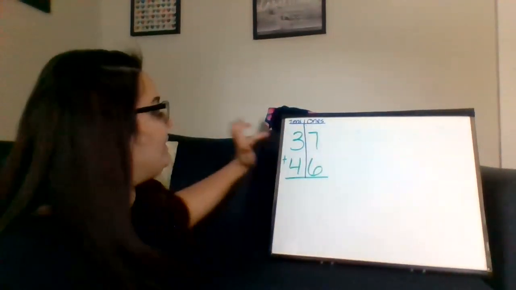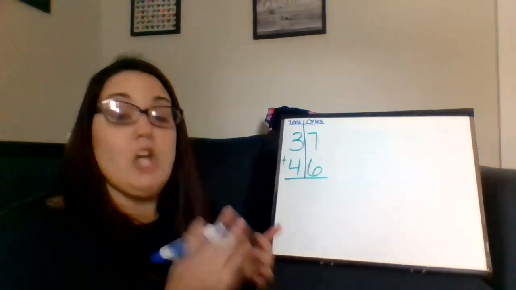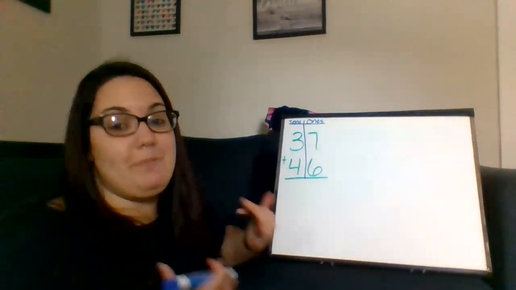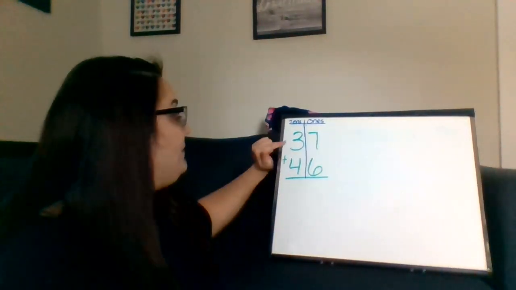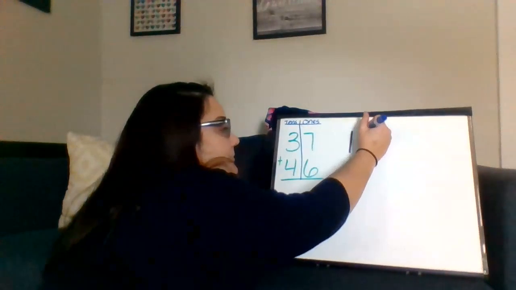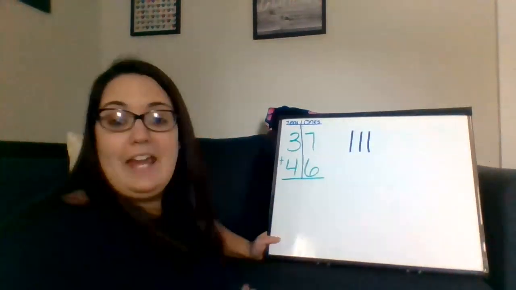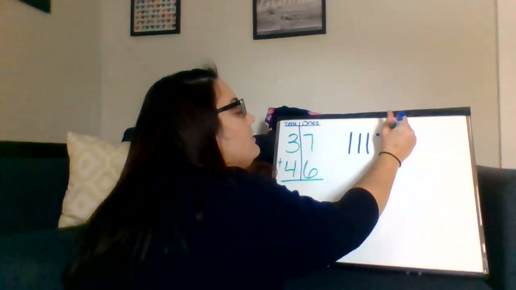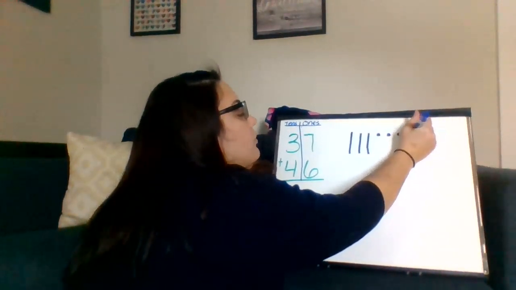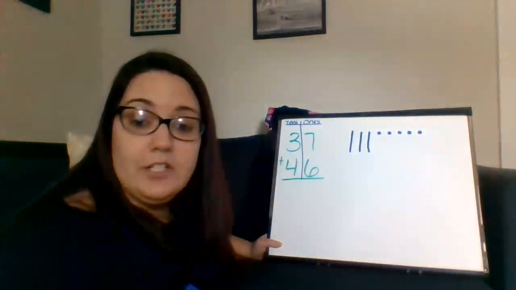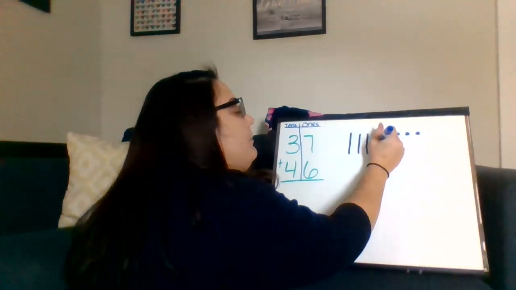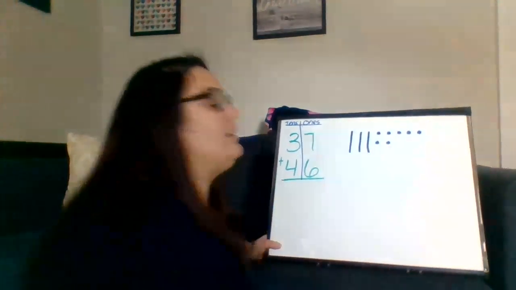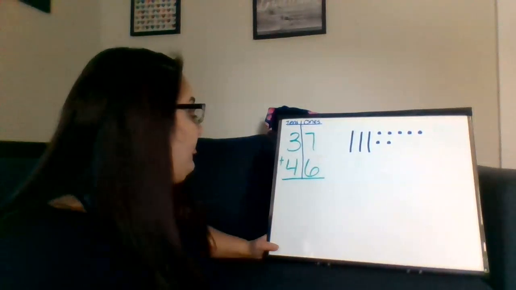Here's my next problem, 37 plus 46. Just like before, I'm going to start by drawing my tens and ones for each number. So let's start by drawing 37. I have 3 tens, and then I have 7 ones. When I draw my ones, 2, 3, 4, 5, I'm going to turn it into what looks like a 10 frame. So I put 5 across. Now I'm going to make 6 and 7 underneath so I can see my 10 frame.